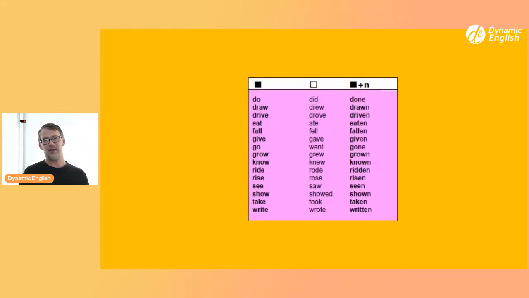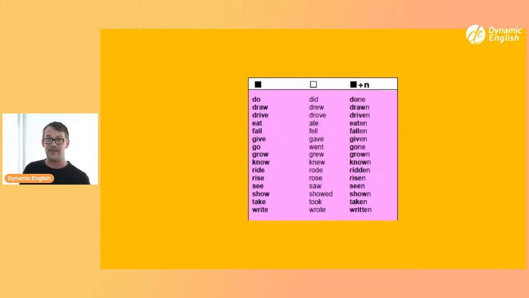However, if you look at that third column, then you're going to see plus n. And really that should be plus ne or en, but plus n. So you'll notice we have do, did, and then done. So we add an ne. We have draw, drew, and then the same as the present, we just add an n for the participle. So now it's drawn.